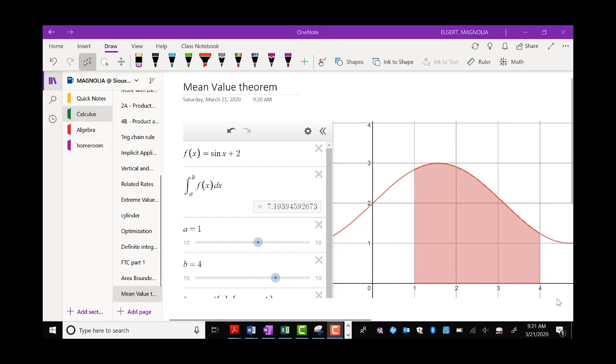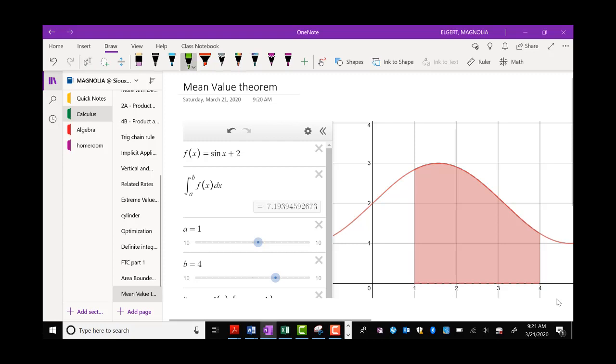Okay, so what we're going to look at quickly is something called the mean value theorem and the average value theorem. Mean and average have the same meaning in math. So the mean value theorem is the background to finding what we call the average value of a function. And it's really kind of a common sense theorem.